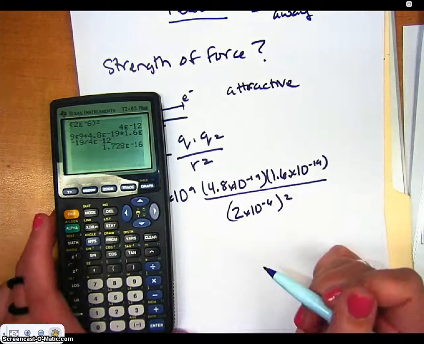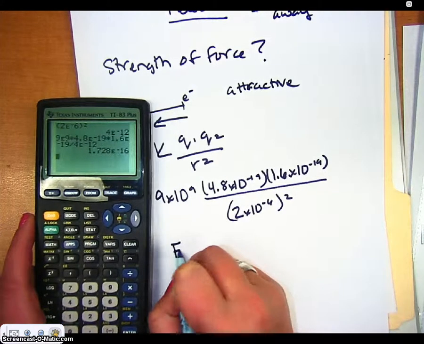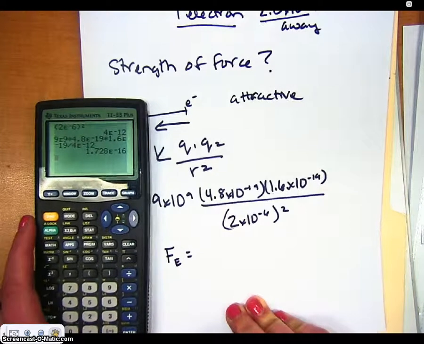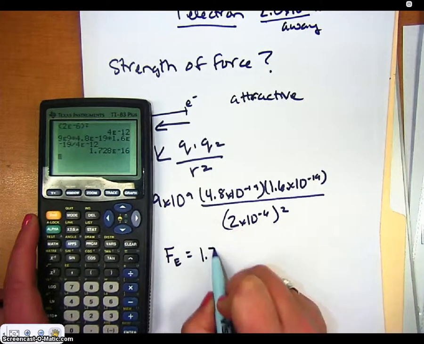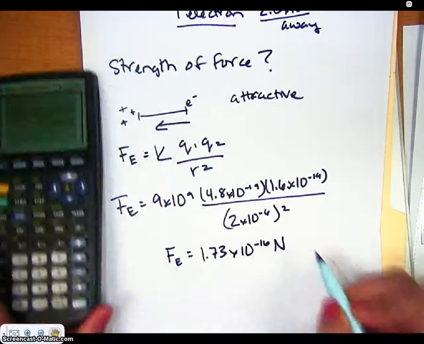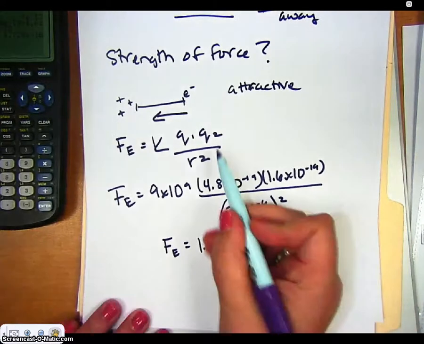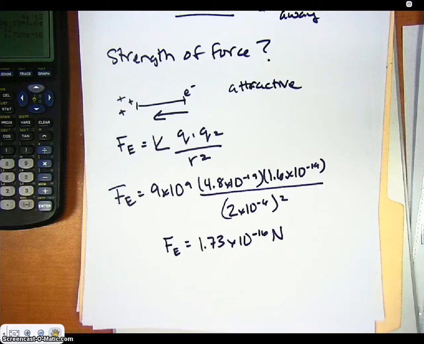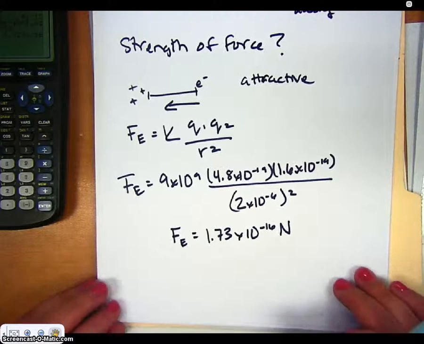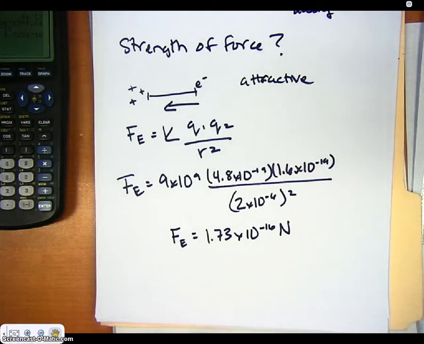And I get this. So the force in newtons between these protons in the nucleus and the electron is 1.73 times 10 to the negative 16th newtons. Right? And we already know the direction because it is to the left. Now, one more thing that I want to mention about electrical force is, remember that electrical force is a vector. So forces can be added to one another depending on where they are.